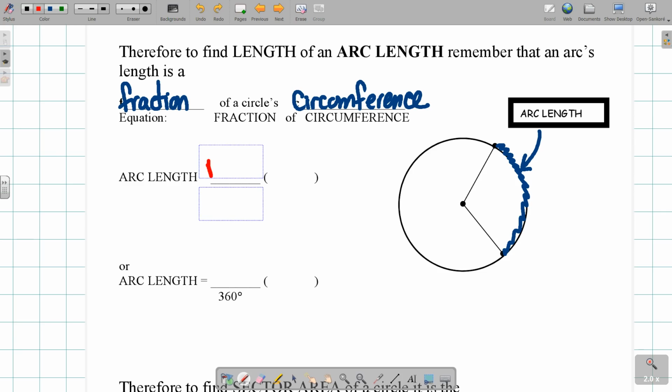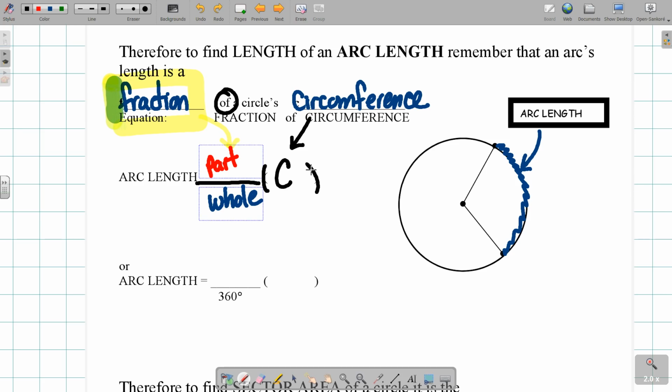What is a fraction? A fraction is a part of something over a whole of something. Box that word fraction. Draw a little arrow. Fraction means a part of something out of a whole. So it's a fraction of, that means multiply, the circumference. We're just going to put a giant C there, meaning circumference. So arc length is a fraction of circumference.